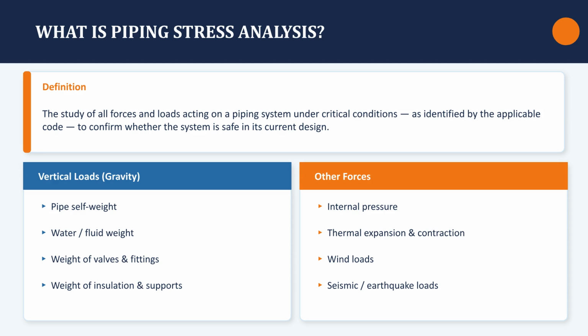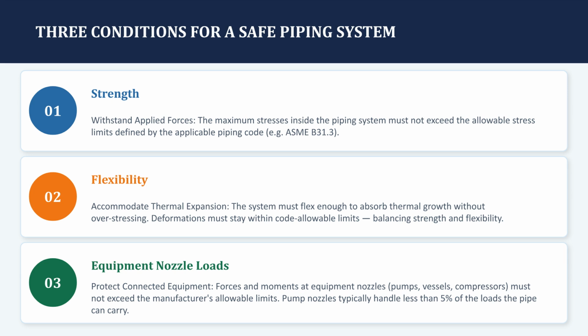Now that we know what forces act on a pipe, let's look at what conditions actually define a safe piping system. For a piping system to be considered truly safe, it must satisfy three separate conditions. Let's go through each one carefully, because this is the foundation of everything else in this course.